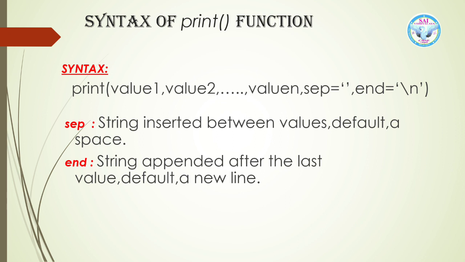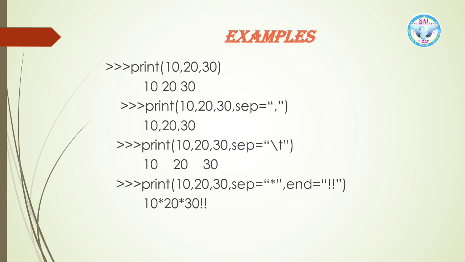For example, I want to print 10, 20, 30. See, in the second statement, print 10, 20, 30, sep is equal to comma. That is, within double quotations, I have given a comma. So what is the output over here? Between 10, 20, 30, a comma is printed.